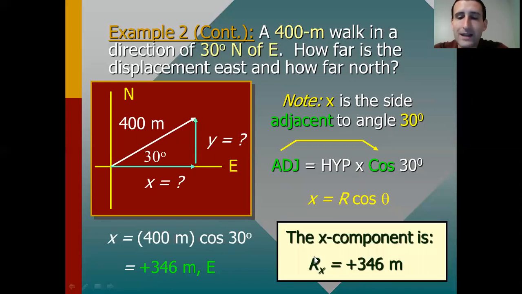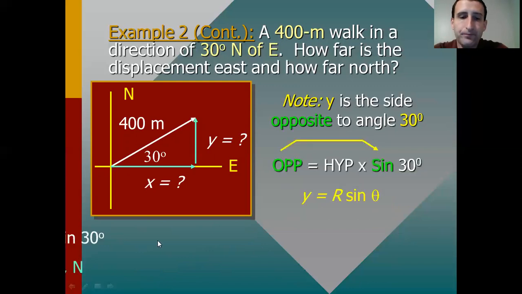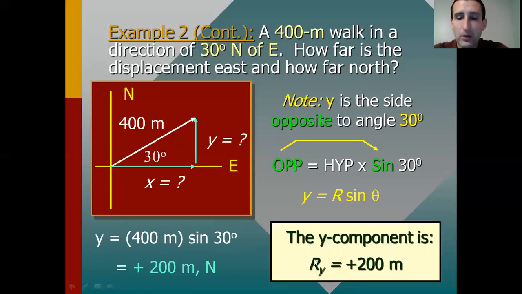And sometimes we'll write that as the variable for the hypotenuse, which was r, and then with a subscript x. So the x part of this hypotenuse is 346 meters. And then we do the same thing for the y. 400 times the sine of 30. As I mentioned, the sine of 30 should come out to be 1/2. So 1/2 of 400 is 200. 200 meters, and this is positive 200 meters, and positive y is going up. That's in the north direction. So that can be written as the y component of r is 200 meters.